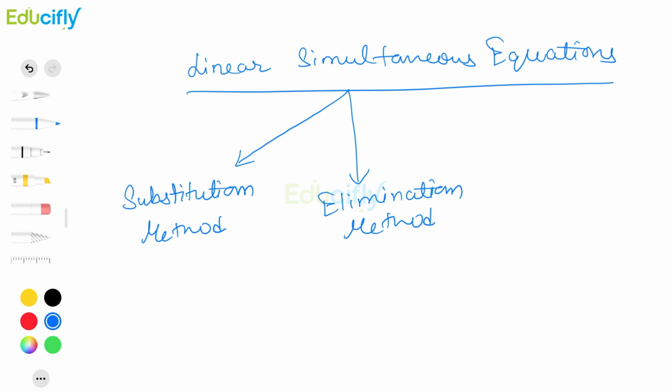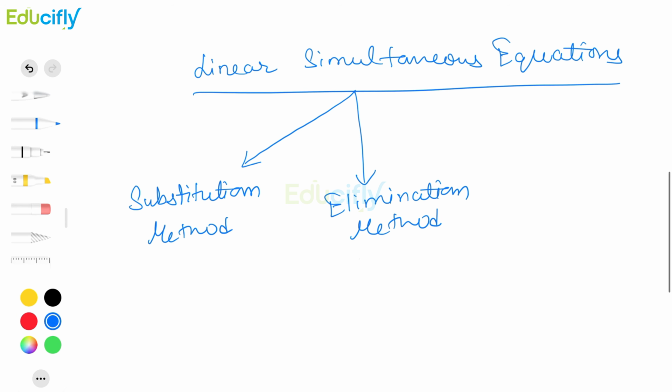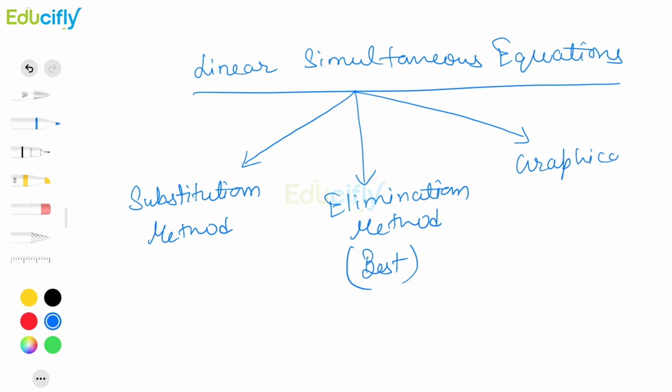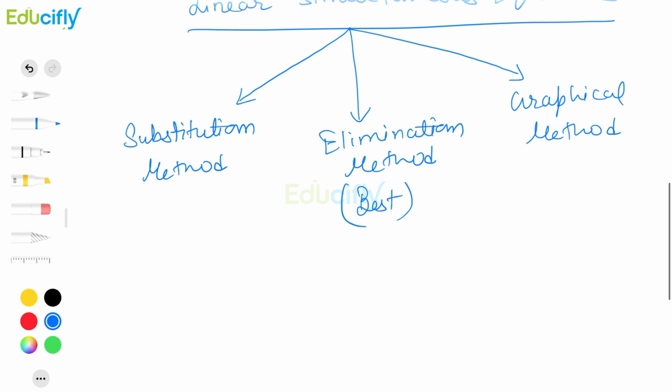This is one of my favorites as well, because this will make the equations and the calculation look much easier. So it is the best method which I would suggest you go ahead with. And the third method is called the graphical method, for which you can use your graphing calculators or Desmos or whatever you like. So let's start one by one.